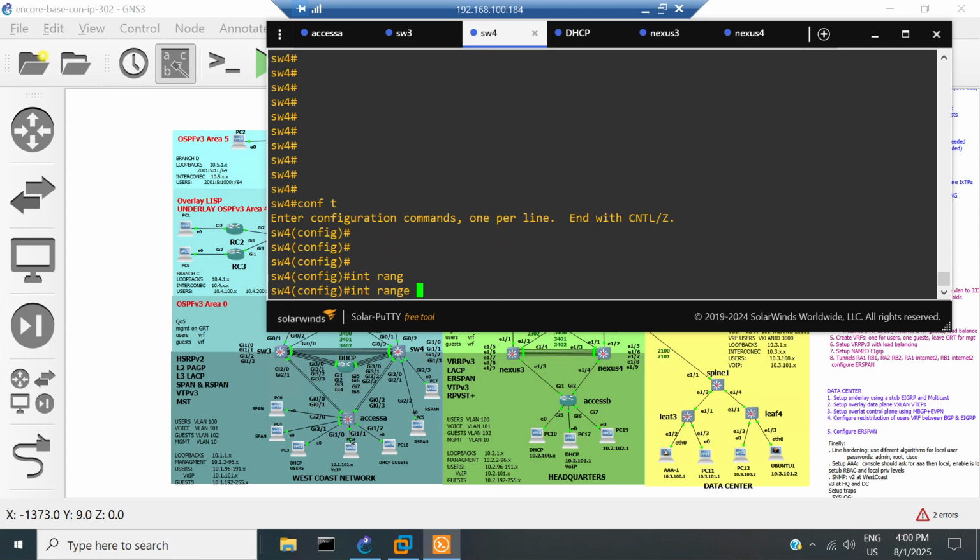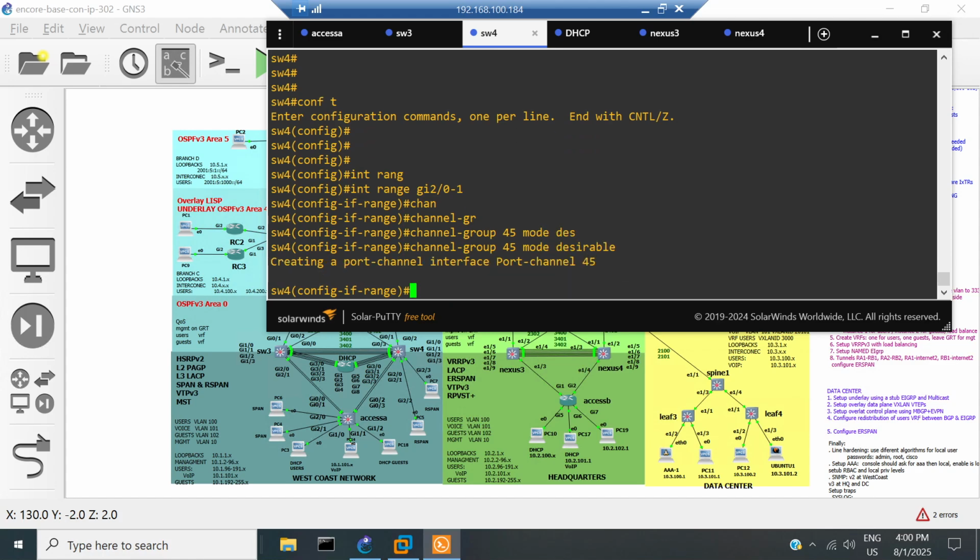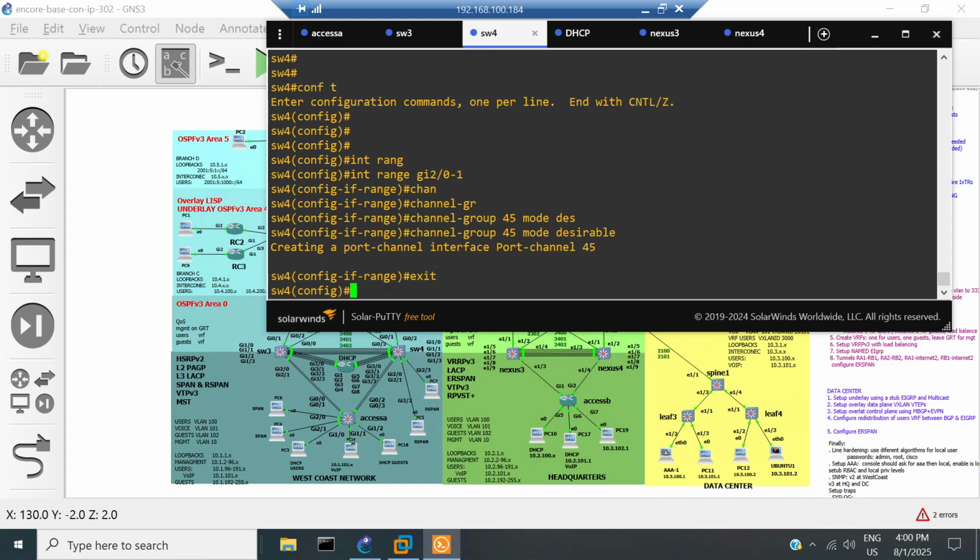First, towards the access switch, it will be gigabit 2/0 to 2/1. How do I know these are the interfaces? Because I'm looking here at the diagram, and now given this is a layer 2 EtherChannel, I have to configure the channel group first and let the operating system create the port channel for me. So channel group, let's call it 45, mode desirable. And then I'm going to create the channel group between switch 3 and switch 4.